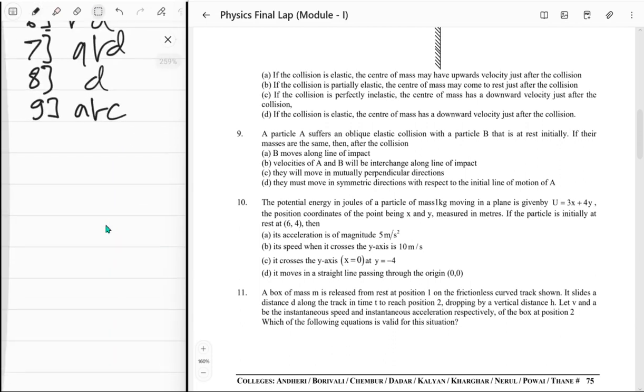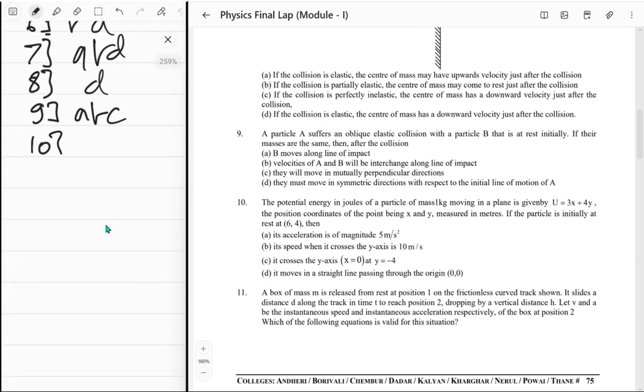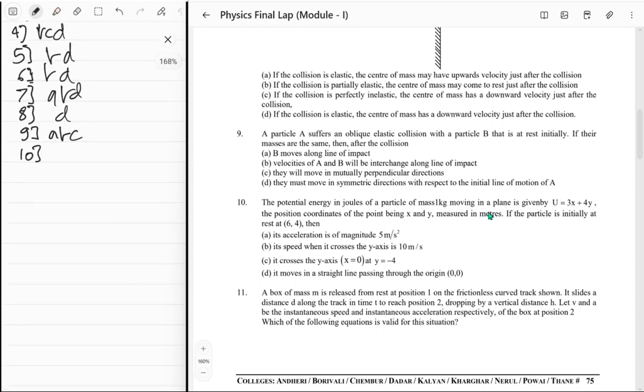So next, 10th. The potential energy in joules of a particle of mass 1 kg moving in a plane is given by this thing, the position coordinates of the point being x, y measured in meters. If the particle is initially at 6,4, then the potential energy is given, the initial coordinates are given. Is acceleration of magnitude something, okay. Fine, we have to find all that. Its speed when it crosses the y axis is this thing, 3x plus 4y. Okay, when it crosses the y axis, I guess it does depend on that.